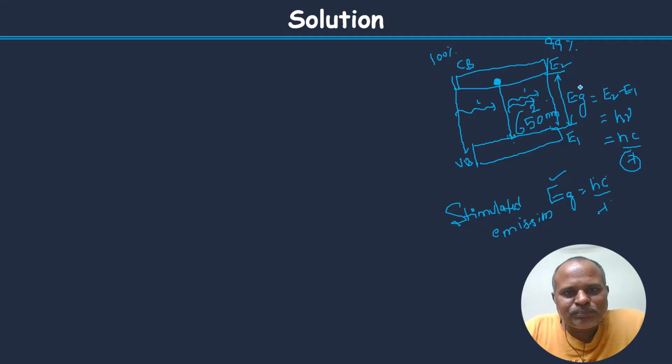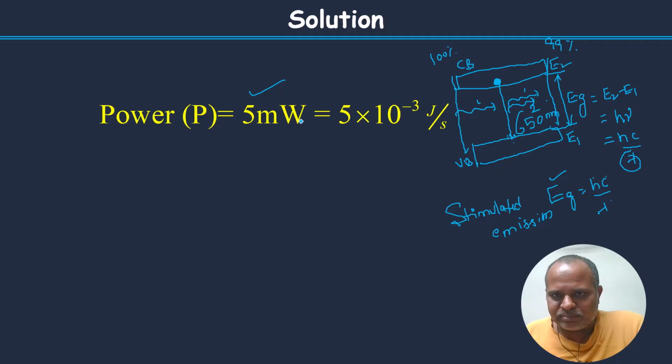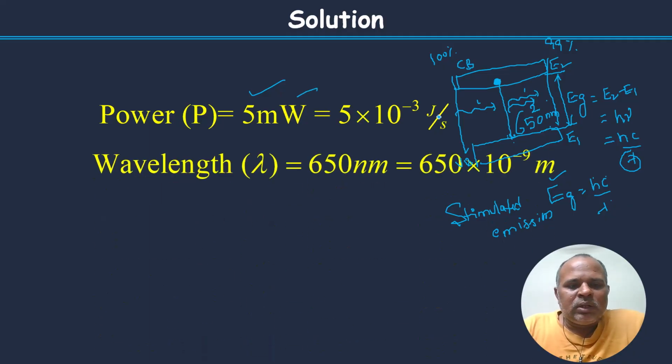Now let us start doing our problem. The given information is the power P equal to 5 milliwatts. We need to convert this into 5 times 10 to the power minus 3 joule per second, that is energy per time. And the wavelength is given as 650 nanometers. So convert this also: 650 times 10 to the power minus 9 meter, because 1 nanometer is equal to 10 to the power minus 9 meter.